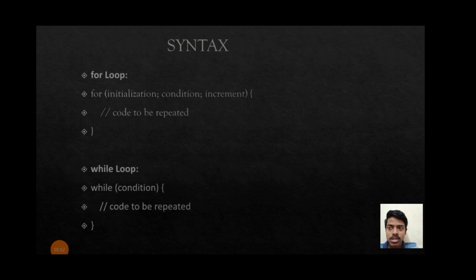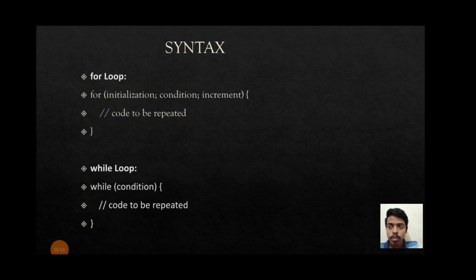Then syntaxes of for loop, while loop. First, syntax of for loop. It is like first for, then the initialization, condition and increment, then in the flower bracket the code is repeated. Next, the syntax of while loop. It is like first we need to take while, then the condition, and in the flower bracket the code is repeated.